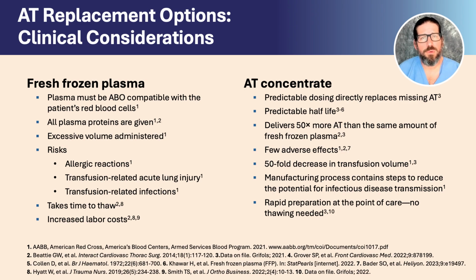Antithrombin concentrate results in few adverse effects, a 50-fold decrease in transfusion volume, and the manufacturing process contains steps to reduce the potential for infectious disease transmission. Fresh frozen plasma is associated with more waste and delayed care due to transport times to the operating room and the thawing process. Thawing alone takes at least 20 minutes. Then another 8 minutes to achieve the therapeutic activated clotting time. The aggregate cost of these delays becomes significant, considering the average operating room cost of $46 per minute. In contrast, time and labor costs associated with antithrombin concentrate administration are negligible because the vials can be stored at the point of care at room temperature.